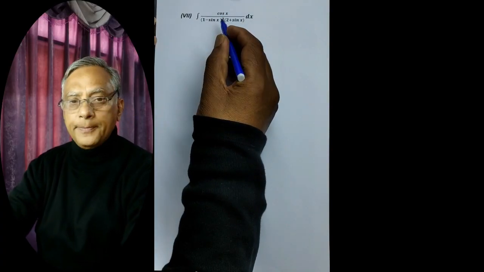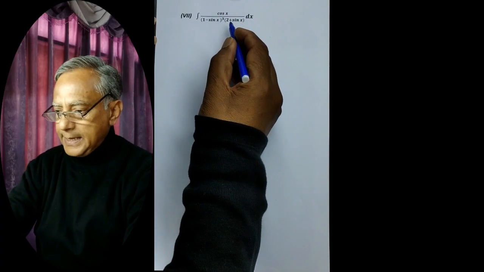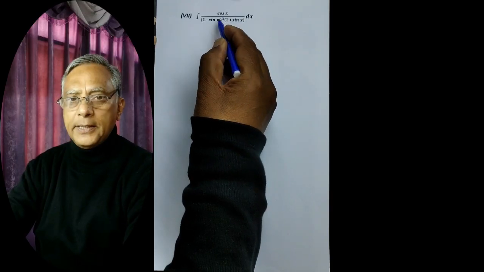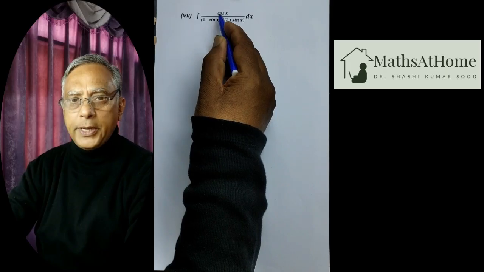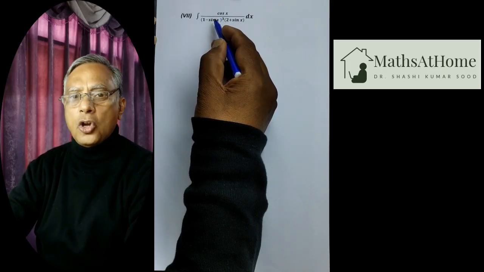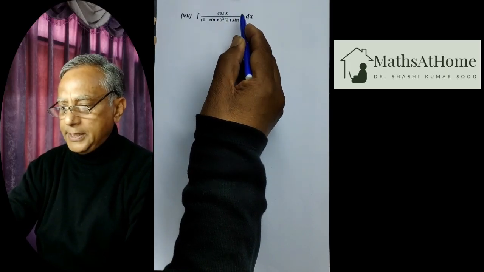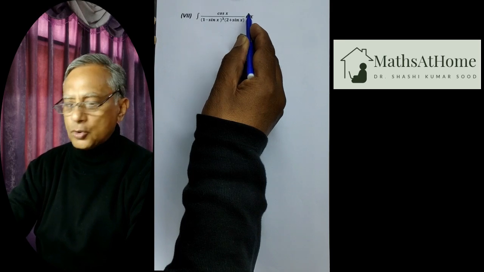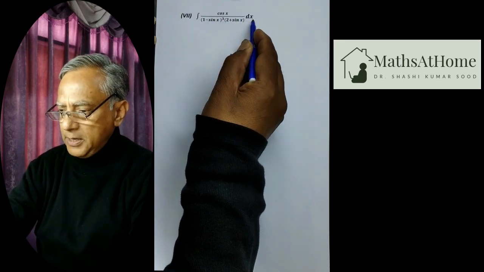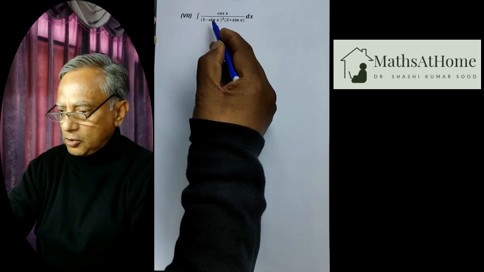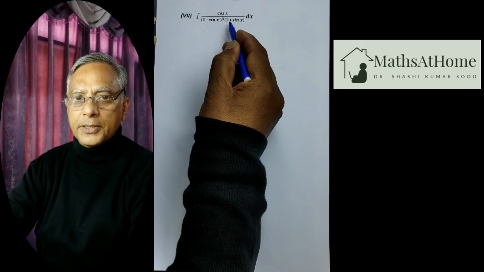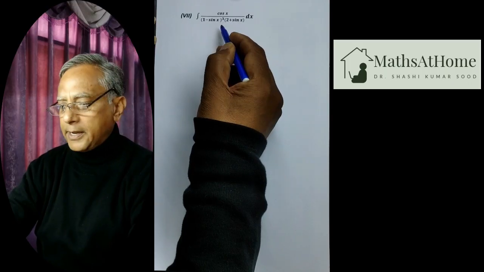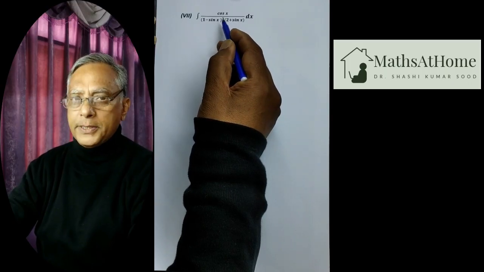Now in this question, what we see is we have cos x in the numerator. Now if I put sin x equal to t, differential of sin x is cos x. So we will have cos x dx equal to dt. So cos x dx will become dt and the rest of the question will be easily convertible in terms of t. And we will get a rational function, which we can integrate by reducing it to partial fractions.